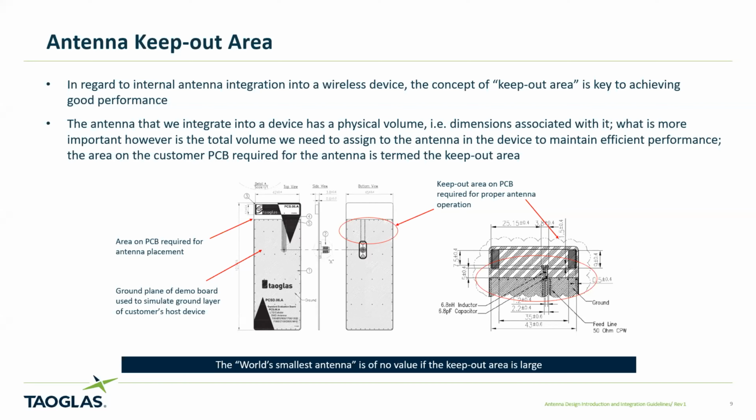We call it the keep out area, and it can be frustrating because there are always antenna companies trying to one-up each other. So there's always that search for the world's smallest antenna to make everyone's problem easier. The problem is there's really no value in the world's smallest antenna if it has a large keep out area. So it's not so important what the size of the antenna integrated into a device is, but what is the size of the keep out area or keep out volume needed for that antenna to be integrated and operate efficiently over the bandwidth we're targeting.